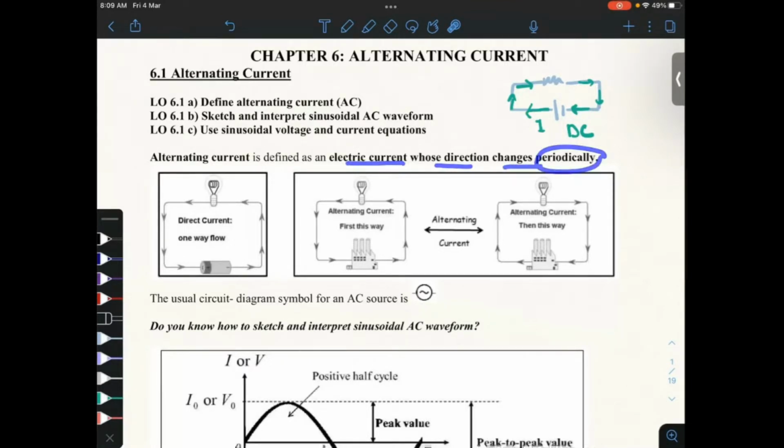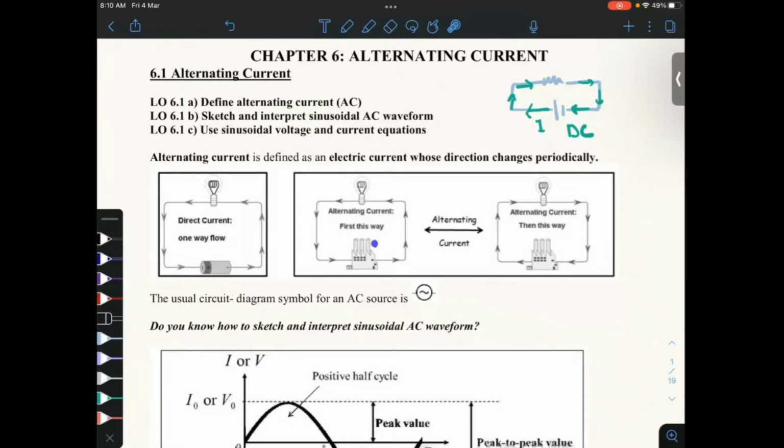Okay, dekat sini dia cakap untuk alternating current ataupun AC, the direction of current is going to change periodically. Dia akan berubah after a certain period of time. Okay, and these changes is going to occur after every period itu. So dia akan berubah. Contoh lepas 5 saat dia berubah direction, after another 5 seconds going to change the direction again, and this process is going to continue for every 5 seconds.